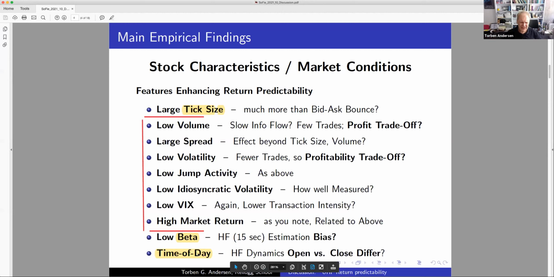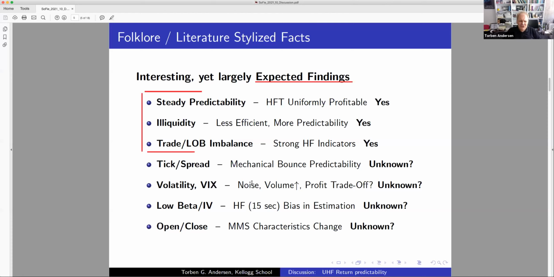Okay, in order to summarize this, I think Jianqing said it in the following way: the results make intuitive sense. Yes, I think they're also interesting but largely expected findings. We know high frequency trading tends to generate pretty steady profits. That is consistent with there being predictability at the micro level, at the ultra high frequency level. We know that the more illiquid the stock is, the more predictable it probably is, because there are more frictions and more time to see what's going on. And we know that trade or limit order book imbalances are strong indicators of where the price is moving in the very short run. They find all these things, which is reassuring.